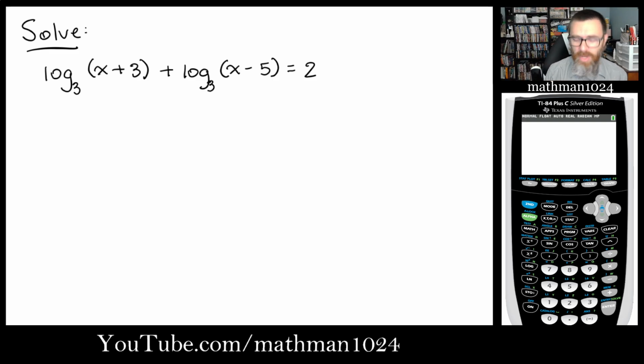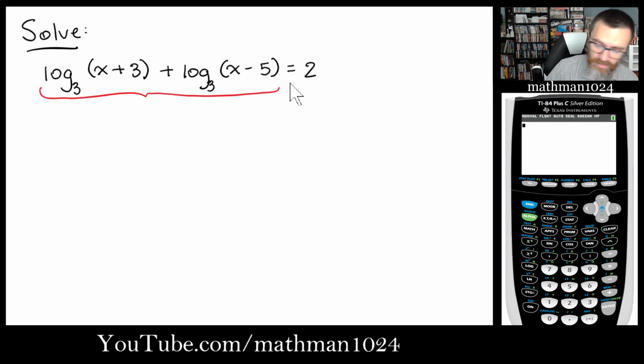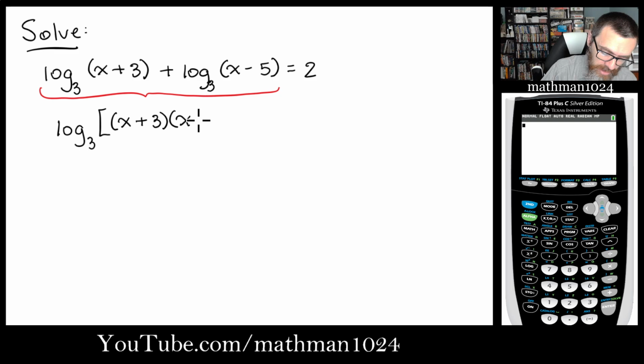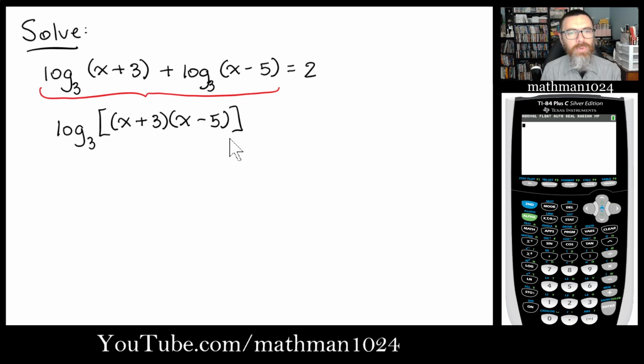Well, not quite. What we have to do first is take these two logarithms over here and combine them into a single logarithm using one of those properties of logs. Having the sum of these two logarithms with the same base means that we have a single logarithm of the product of those guys. And then, of course, this is equal to 2.